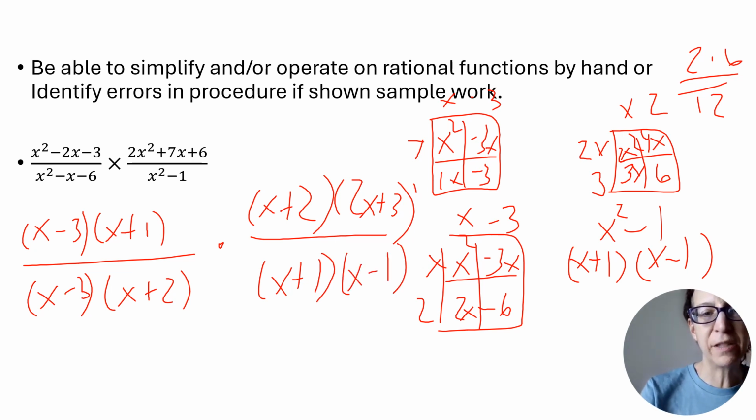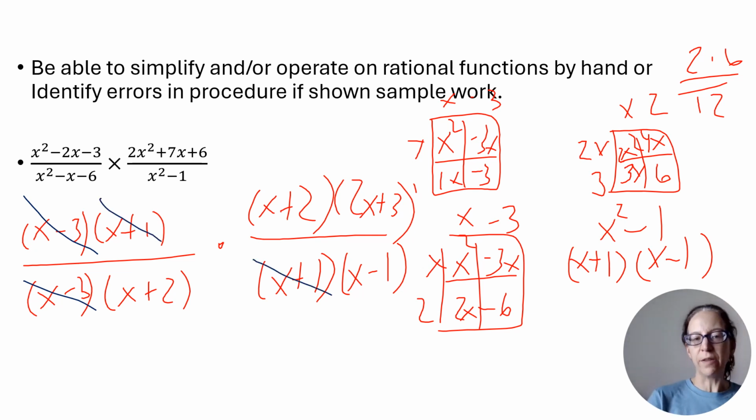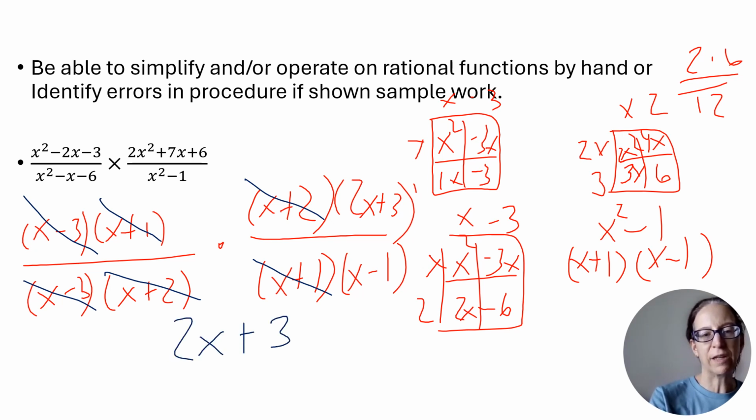Okay, and then this is multiplication. You can cancel any numerator with any denominator, but you may not cancel side to side. Okay, no side to side canceling. It's always a numerator with a denominator. So we can cancel x minus 3 with x minus 3. I can cancel an x plus 1 with an x plus 1 in the denominator. I can cancel an x plus 2 with an x plus 2 in the denominator. And I am left with 2x plus 3 over x minus 1.